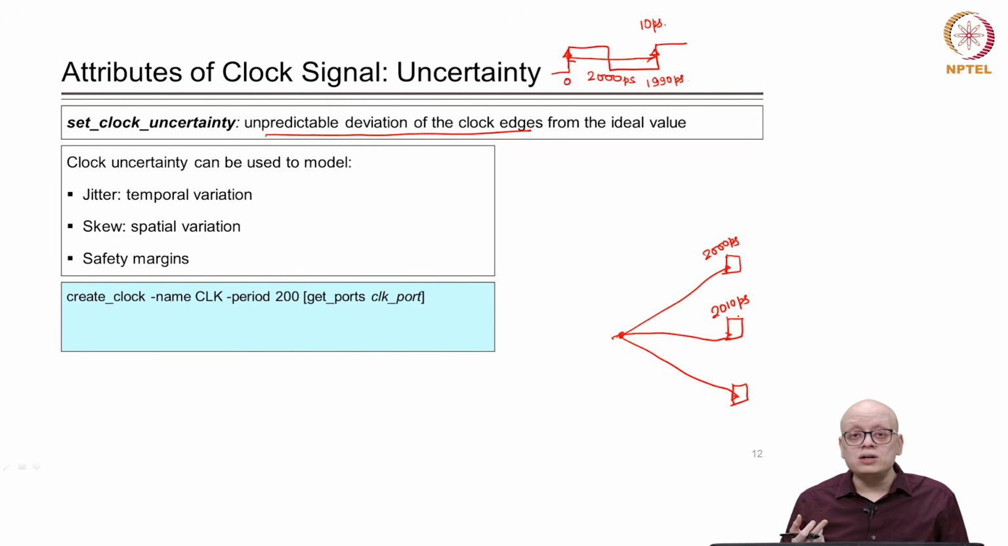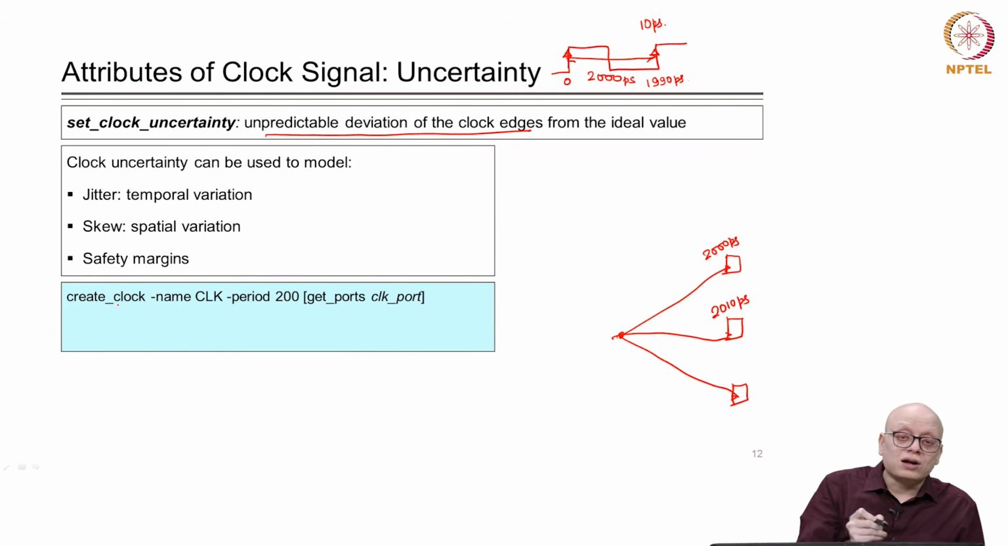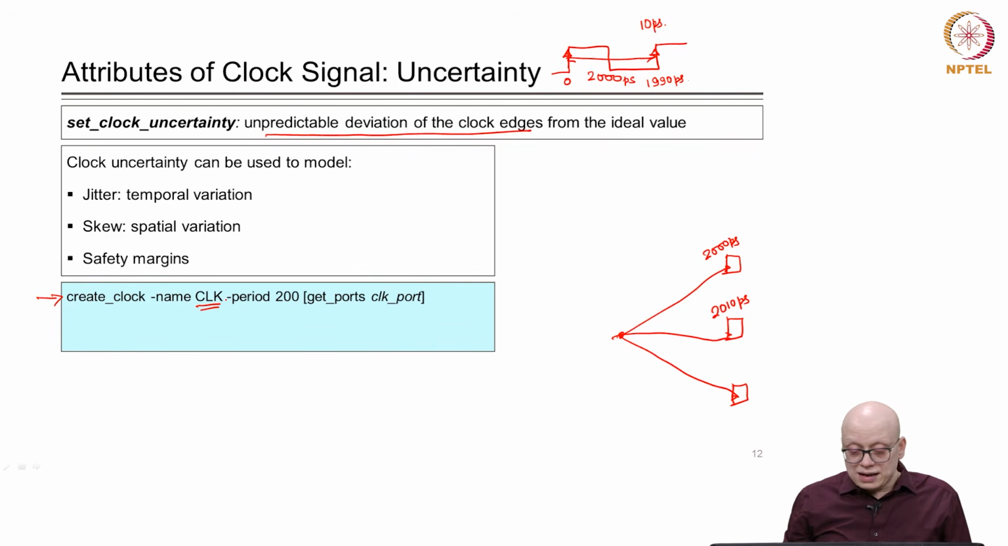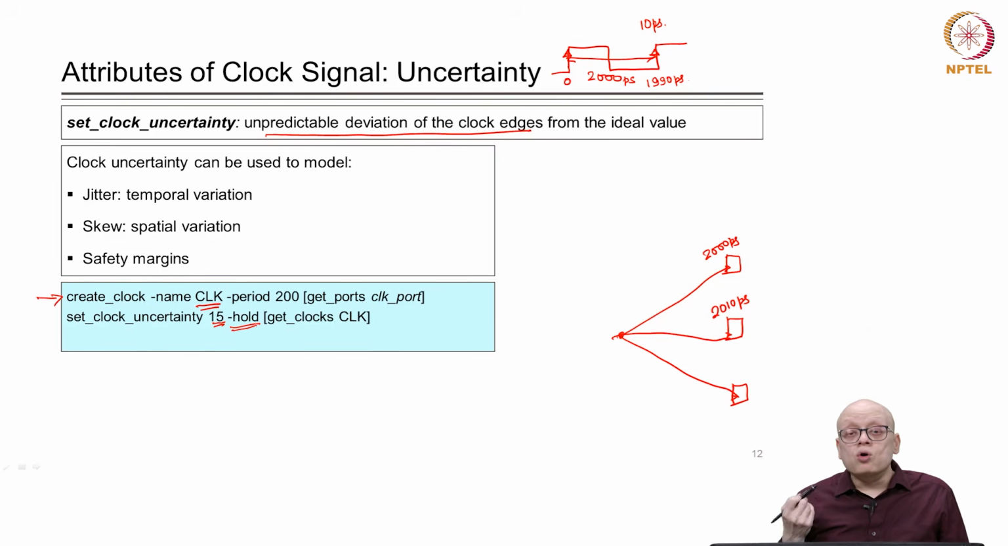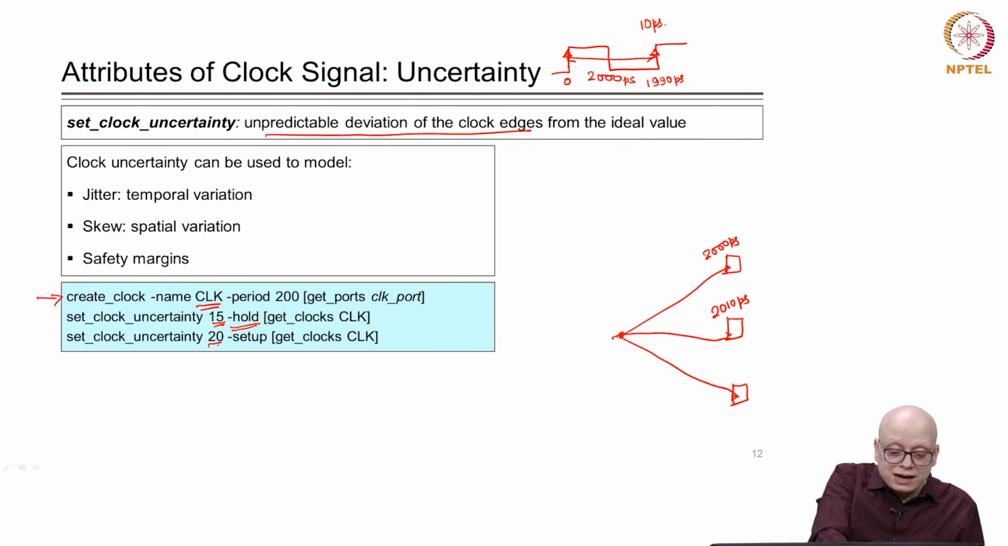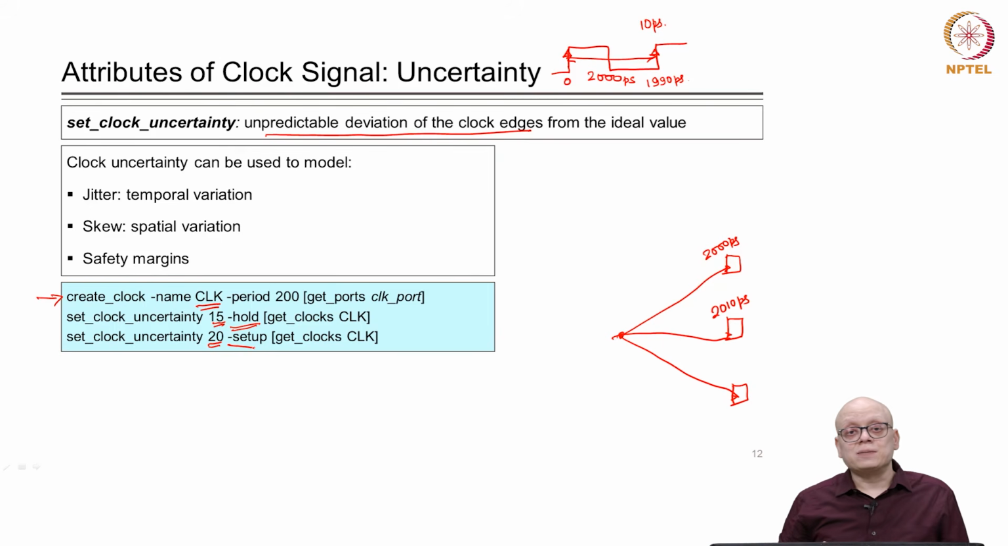And what is the command to add the uncertainty to the clock period? The command is set clock uncertainty. First we define the clock. So, in this case we define using, say, create clock, the name of the clock is CLK, and then we say set clock uncertainty 50, 15, and we are saying that use this much uncertainty for hold analysis, and use uncertainty of 20 time units for the setup analysis.